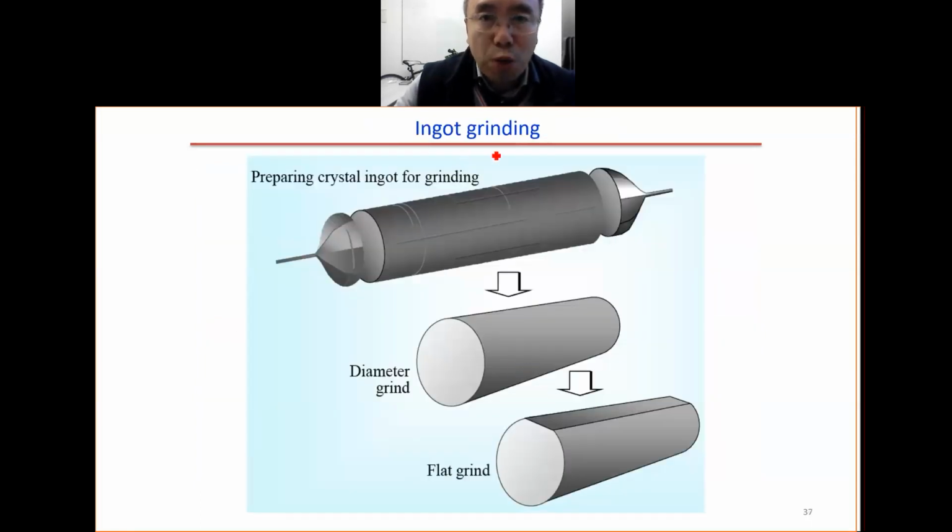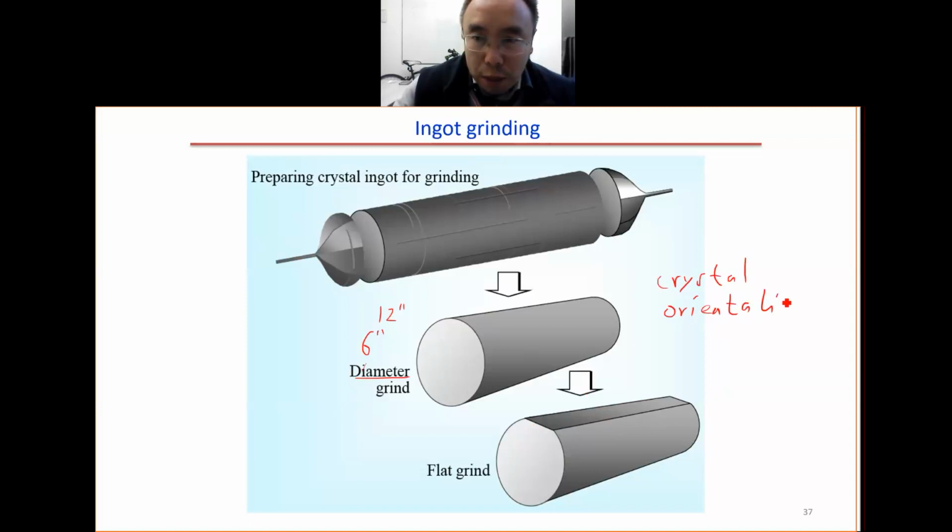First is the grinding. If the diameter is not 6 inch or 8 inch, we need to grind it to have the right diameter, for example 6 inch or 12 inch. Then we make the flat. This flat tells you the crystal orientation. Otherwise, if you have a circular wafer, you don't know which direction is the 110 or 100 direction. So this flat tells you the orientation of the crystal.